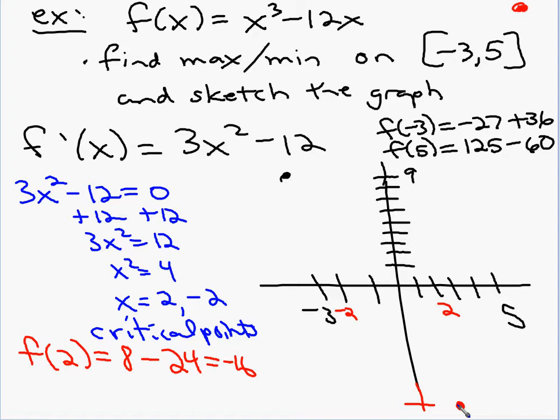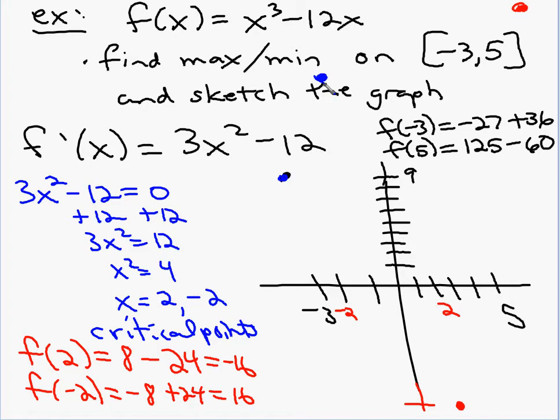Now, let's find f of negative 2. F of negative 2 is going to be negative 8 plus 24. So it's going to be positive 16. Now, my value at negative 3 was this 9. At negative 2, I'm up here someplace at 16.